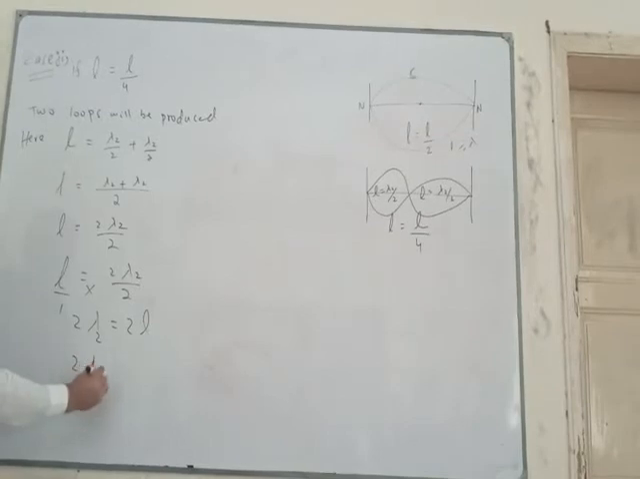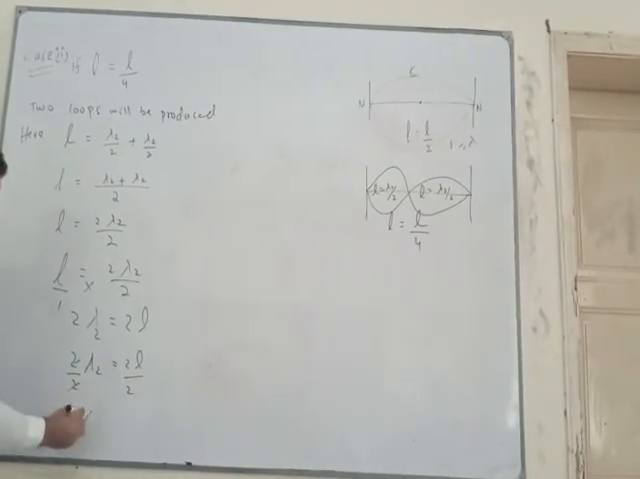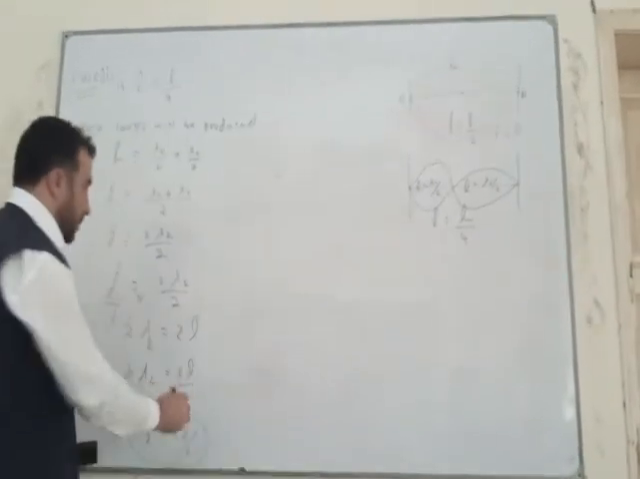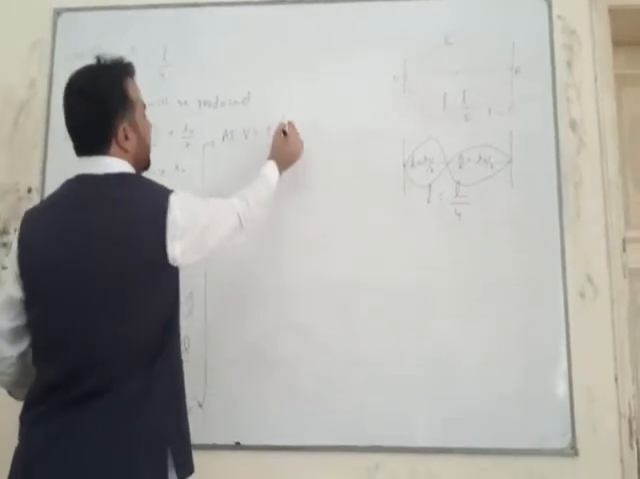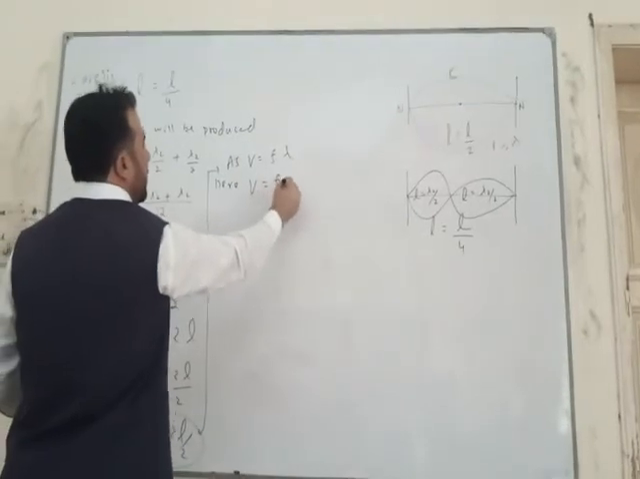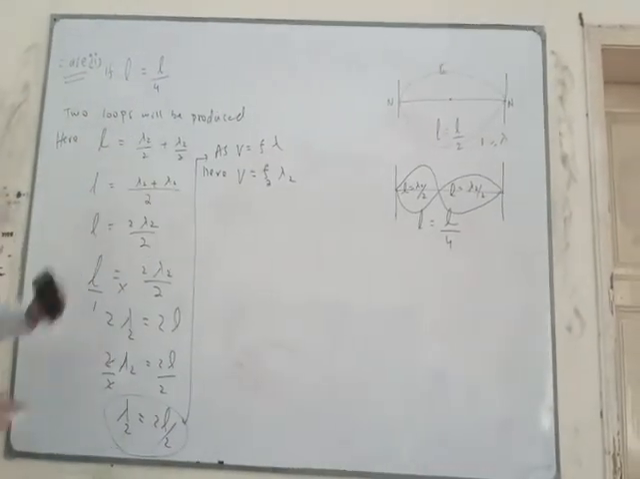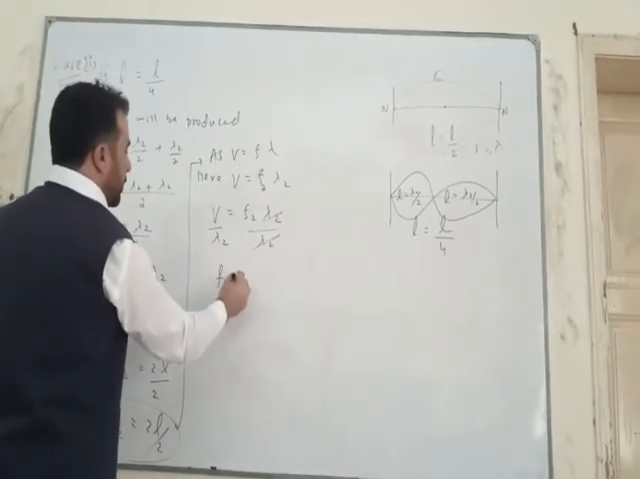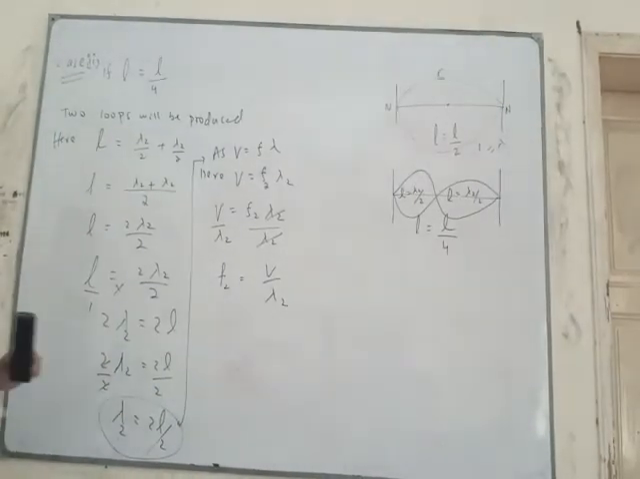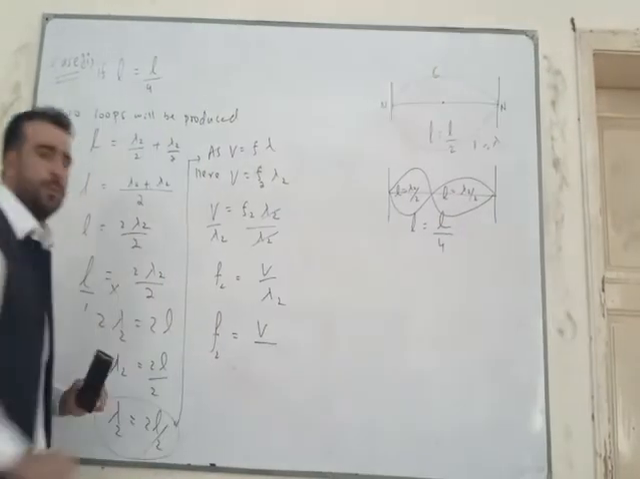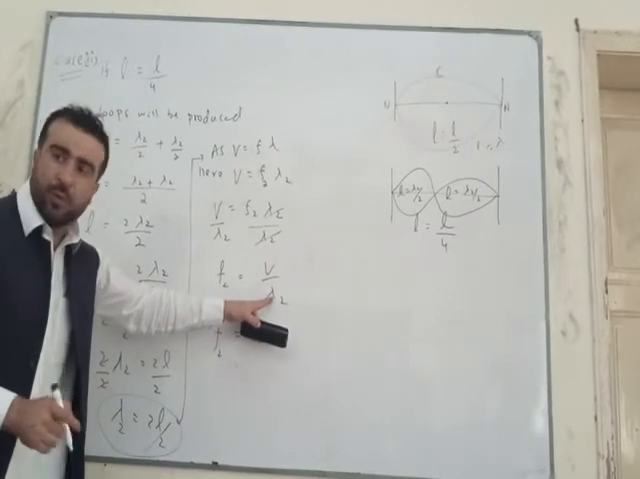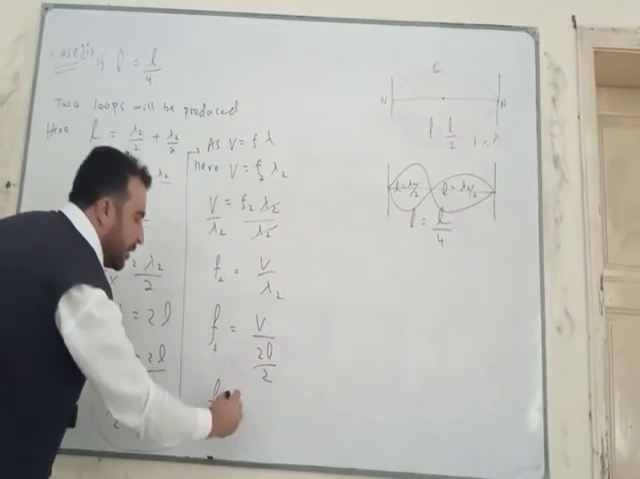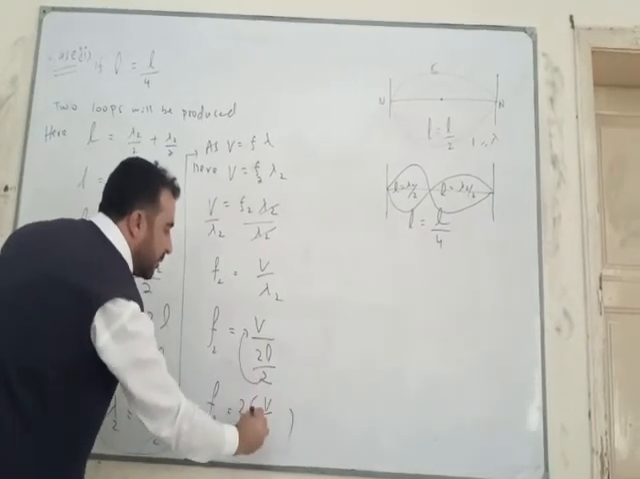Clear? Dividing both sides by 2, so we get 2L by 2. Don't cancel this 2 with 2. Now, as V is equal to F lambda, but here V is equal to F2 lambda 2 because we are studying case number 2. Find out frequency. Dividing both sides by lambda 2, F2 is equal to V by lambda 2. Clear? Now, what should we put for lambda 2? 2L by 2. Now, if double division, this value will be reciprocated. So 2 will transfer here and we get V by 2L.